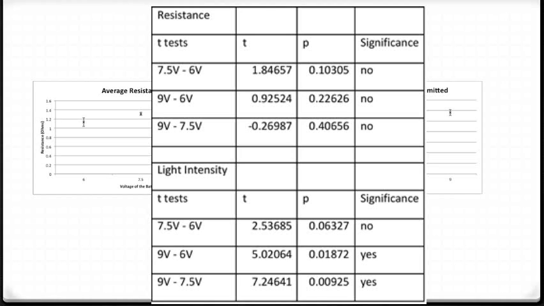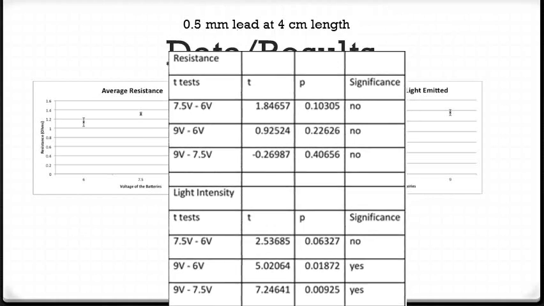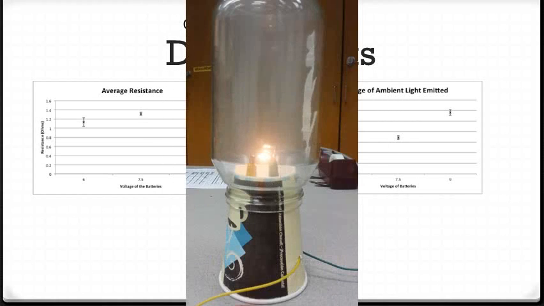So going from 9 volts to 6 volts, you would assume that at 9 volts there was more light being emitted than at 6 volts just because of the amount of power going through the circuit itself. And for the most part, on average, all of my data did reflect this kind of trend. I also have a short clip to show you of how the actual light bulb looked when being tested. This was an early trial just to ensure that the light bulb actually worked.